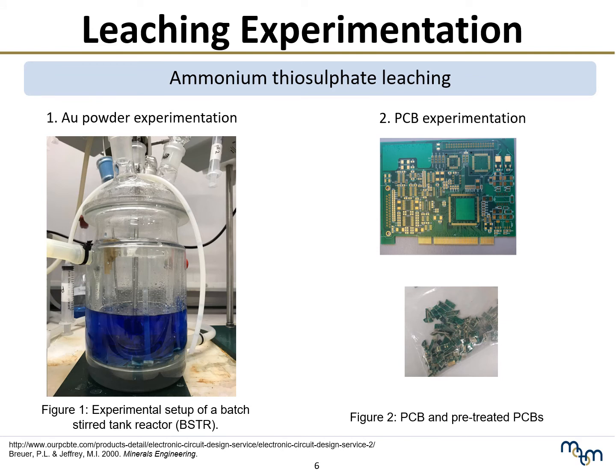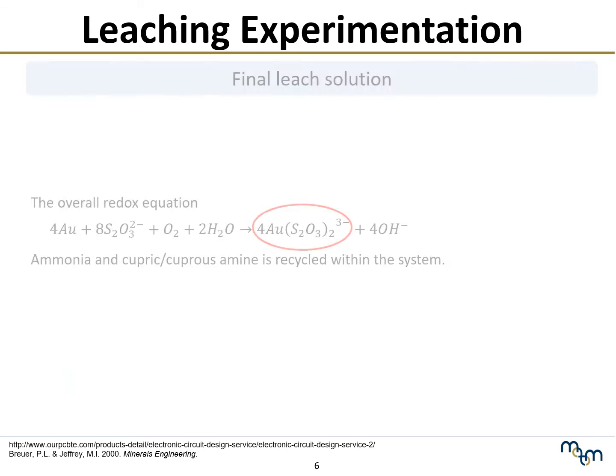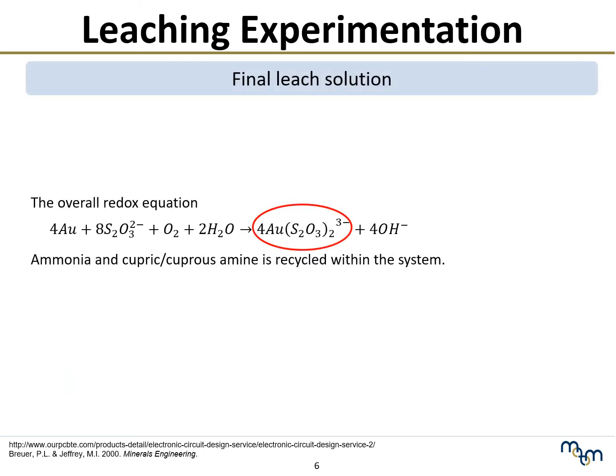It is expected that the PCB leachate will contain trace amounts of calcium, aluminium, and iron alongside copper. The overall redox equation shows the aurothiosulfate complex and the hydroxyl ion as a product. The reaction is extremely slow without the presence of cupric and ammonia. The competing effect of copper in the system can prove to have a detrimental effect on the formation of this ion.